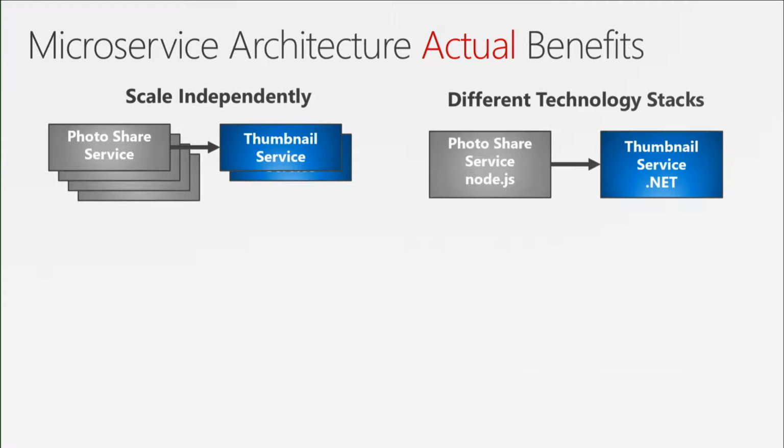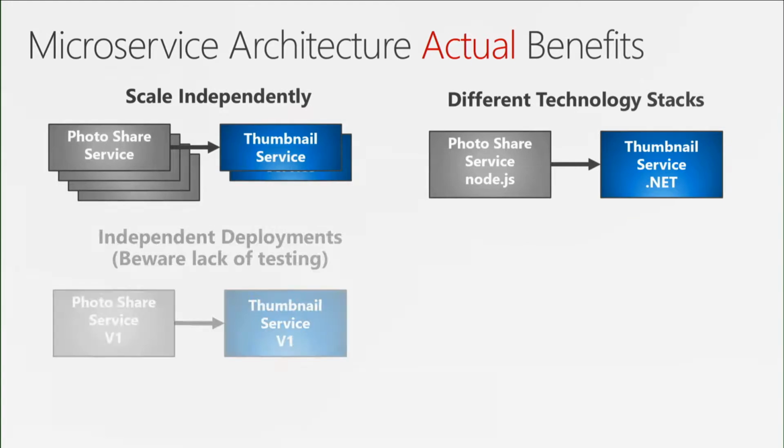The second reason to use microservices is different technology stacks, which I alluded to earlier, where you might want to write one part of your program using some technology stack, like Node.js I have over here for the photo share service, and then maybe use .NET to do the thumbnailing service. And then we will communicate between these 2 microservices using some kind of network communication.